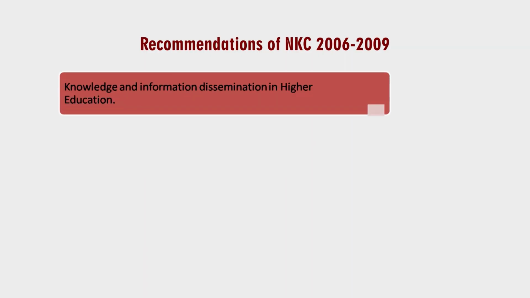And other recommendations of NKC are just like knowledge and information dissemination in the higher education system. So, how to reach the right knowledge from one group to another group, from one individual to another individual, and how to reach the needy students, the right clientele, how to disseminate it from one place, from one institution to another institute, from student to student.